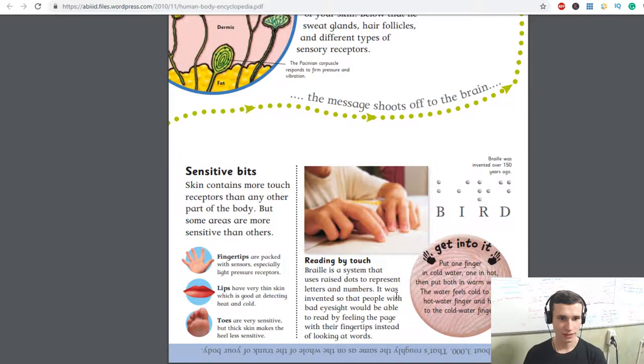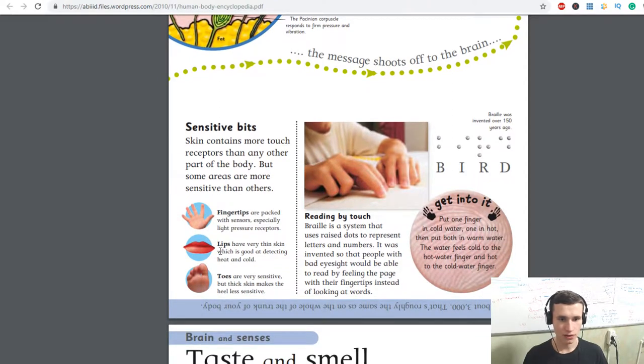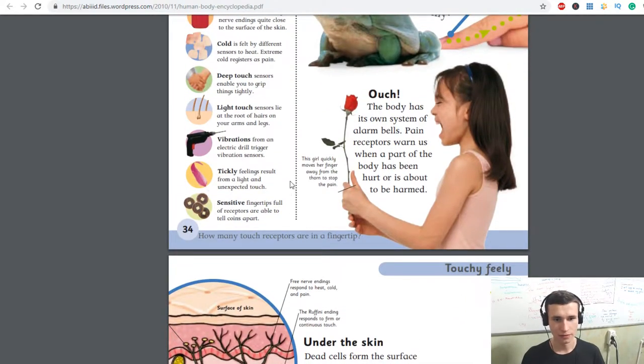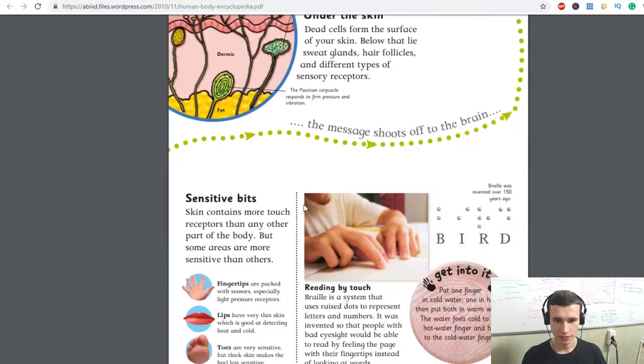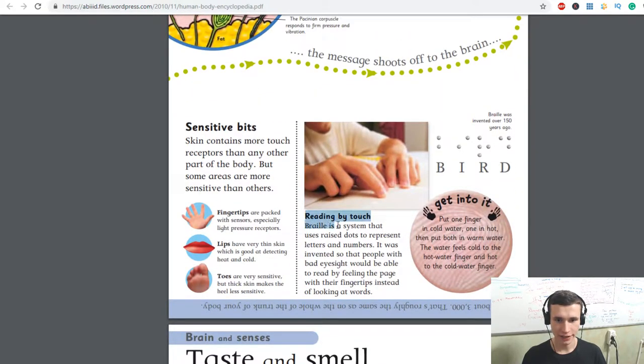Skin contains more touch receptors than any other part of the body, but some areas are more sensitive than others. Fingertips are packed with sensors, especially light pressure receptors. Lips have very thin skin, which is good at detecting heat and cold. Toes are very sensitive, but thick skin makes the heel less sensitive. About 3,000 receptors are inside of our fingertip.